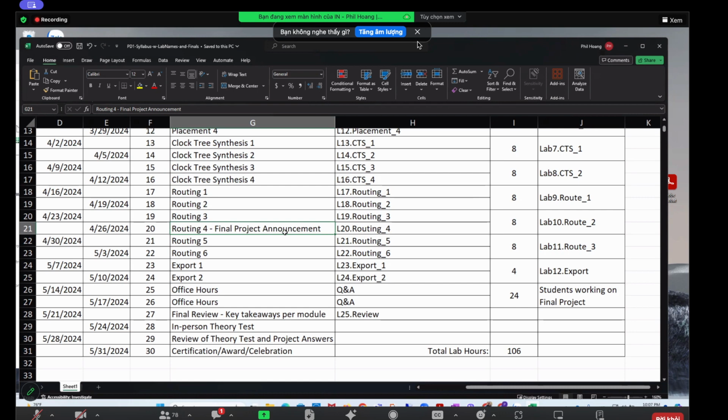Để trả lời câu hỏi của Nguyễn Văn Duyên: các học viên có thể bắt đầu làm dự án lúc đó được rồi, nhưng sẽ không làm hết cho đến khi mình học xong phần routing và phần export, tức là còn mấy tuần nữa. Sau đó sẽ học mấy tuần về export và routing.